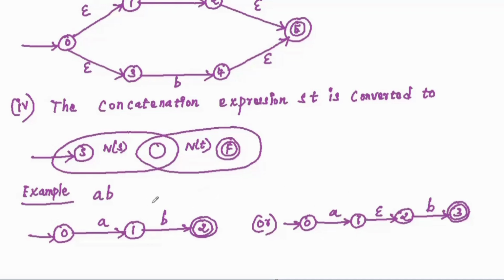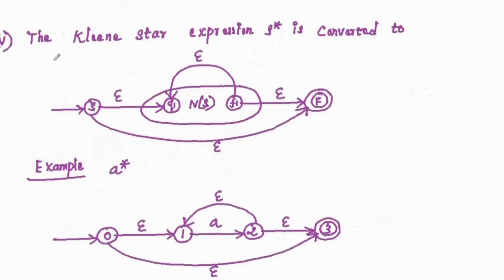Here, the two answers given are the same. Follow any one of them. Here, the initial state is 0. By looking at an input symbol A, the next state will be 1. The transition from state 1 to state 2 will be on receiving input B. Next, fifth rule, the Kleene star expression or Kleene closure.